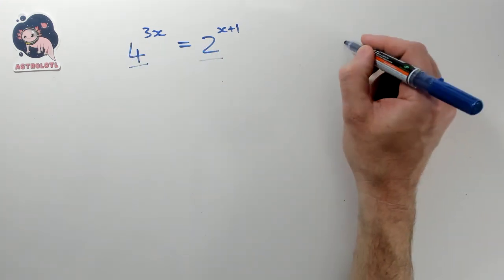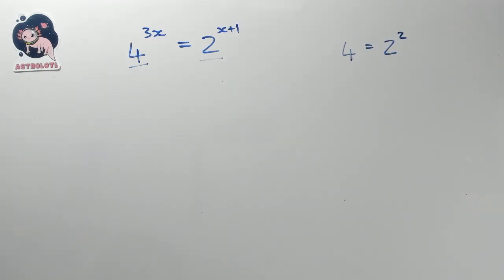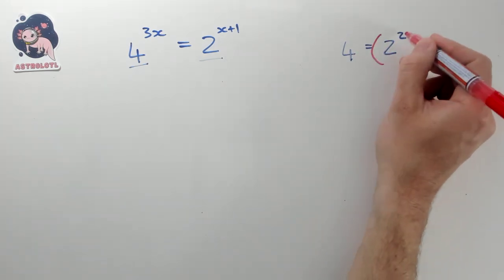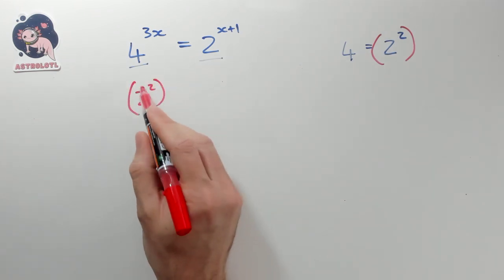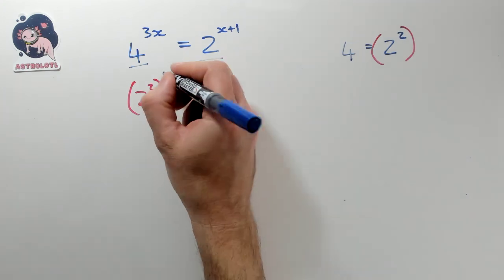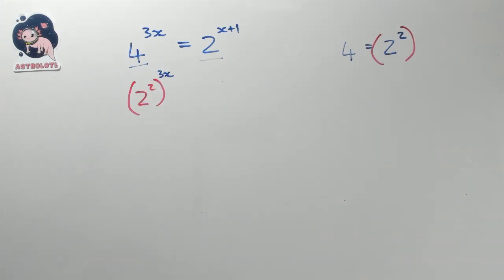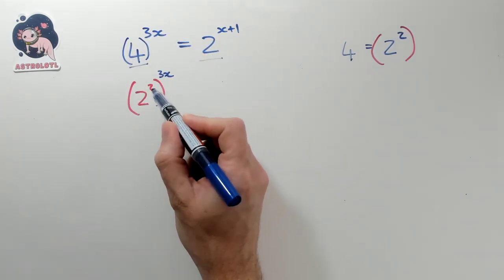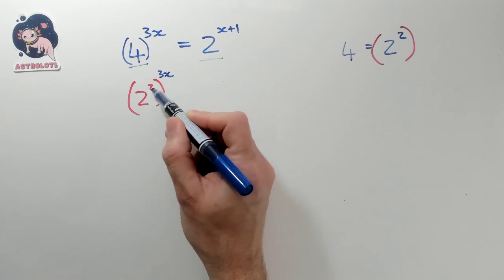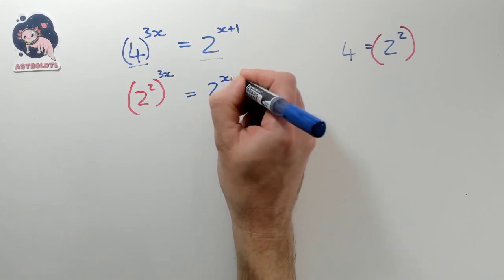I know I can write 4 as 2 to the power of 2. So I'm going to sub that in: 2 to the power of 2, because that's 4, and this is all to the power of 3x. I didn't change anything. If I put this in brackets, 4 to the power of 3x is the same as 2 to the power of 2 to the power of 3x. It's like a power tower. It goes up in powers. This other part just stays the same.